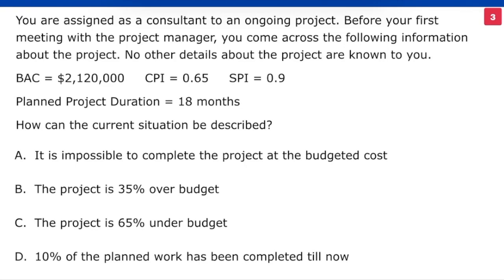BAC equals $2,120,000. CPI equals 0.65. SPI equals 0.9. Planned project duration equals 18 months. How can the current situation be described?